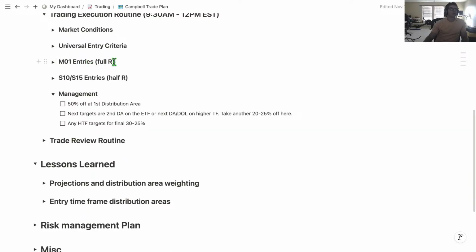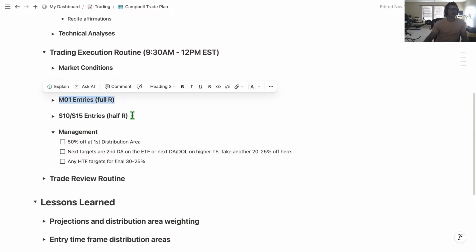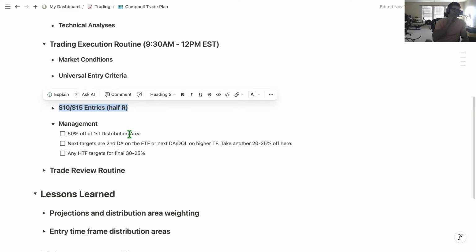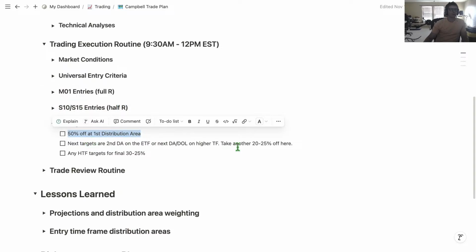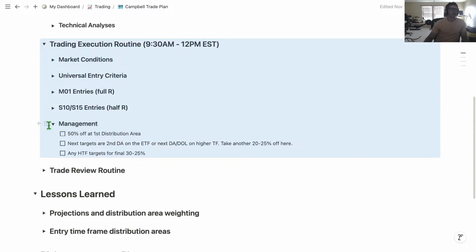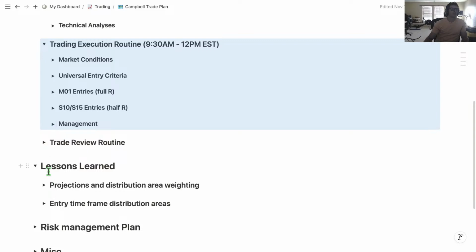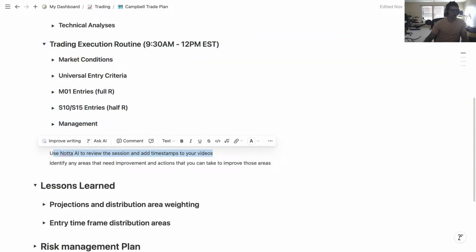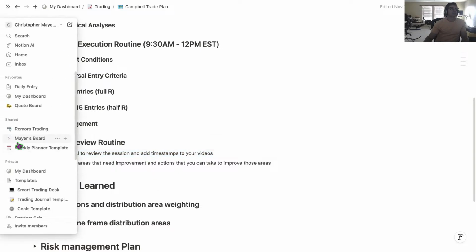So M1, if I'm entering M1, I'll do a full R value. If I'm entering the lower time frame, I typically do half R value. And 50% off at the first distribution area, and then trim as we get to other areas. Now, on the risk that I'm trading, at the end of the day, I'll use the artificial intelligence to help me analyze my trading for that day, and I'll also do my own commentary to review and see what's going on. Look for areas of improvement.